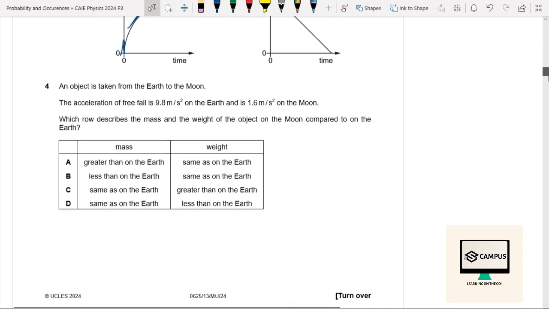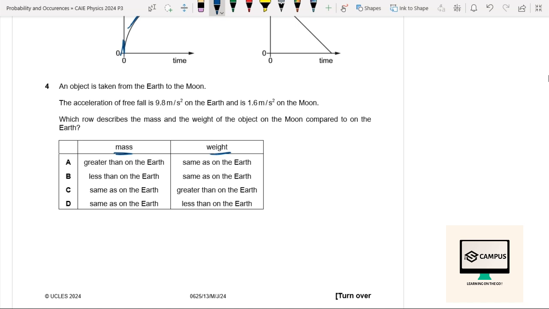Moving on, question number 4. An object is taken from Earth to the moon, and the accelerations of free fall are given on Earth and moon. Which row correctly describes the mass and weight of the object on the moon compared to on the Earth? The first column is the mass and the second column is the weight. Well, mass is a material property. It's the same on Earth and the moon. Anywhere in the universe, the mass remains the same. So A and B are excluded.